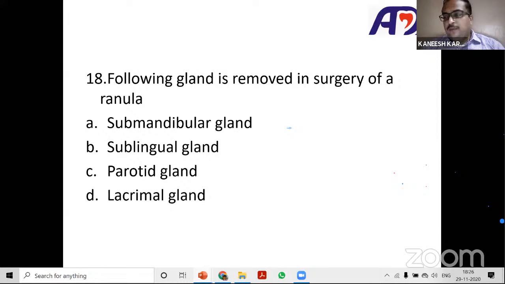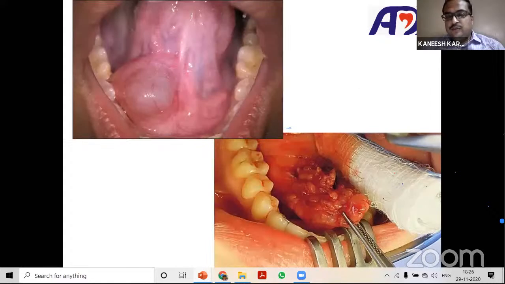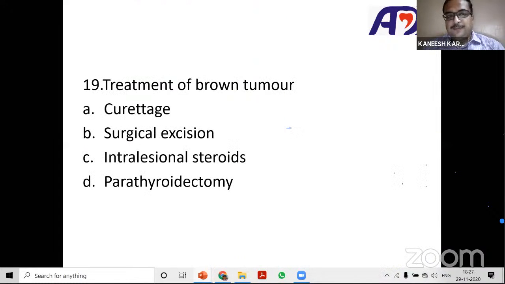Surgery is all about anatomy. You have to be very thorough with the anatomy. Which of the following glands is removed in a surgery of a ranula? Yeah, it's a pretty direct question. Sublingual gland. This is a ranula. When you remove the ranula, you have to remove the sublingual gland also because it arises from the sublingual gland.